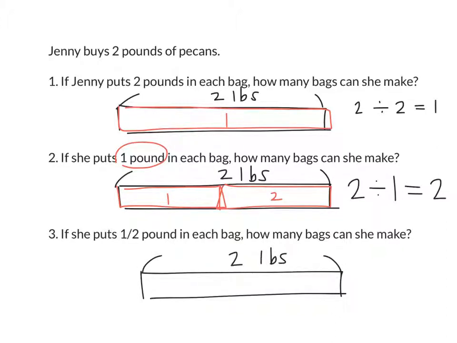Now Jenny still has 2 pounds of pecans. This time she wants to put half a pound in each bag. So if I split it in half, how much is in each bag right now?